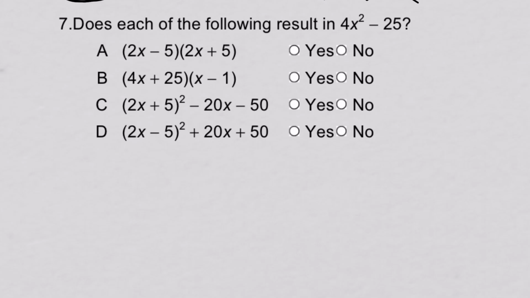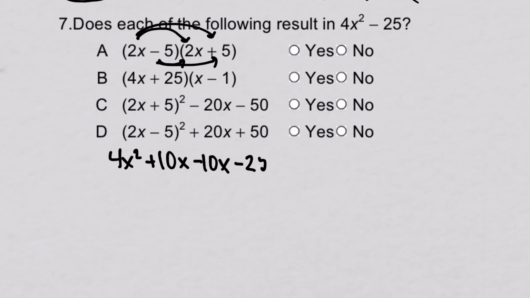So part A, 2x times 2x, I'm going to FOIL this one, gives me 4x squared. 2x times 5 gives me 10x. Negative 5 times 2x gives me negative 10x. And negative 5 times positive 5 gives me negative 25. The positive 10x and the negative 10x are going to cancel, leaving me with 4x squared minus 25. That's what I'm looking for, so the answer is yes for that one.